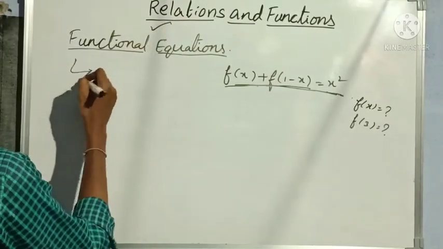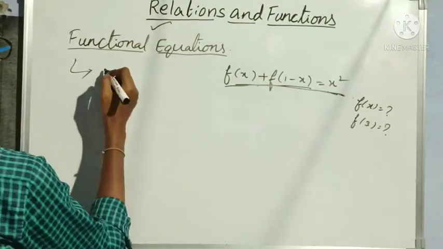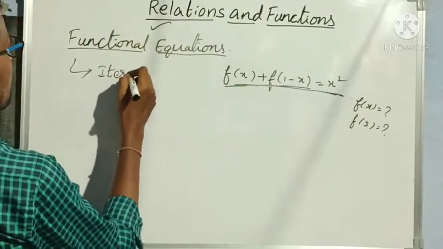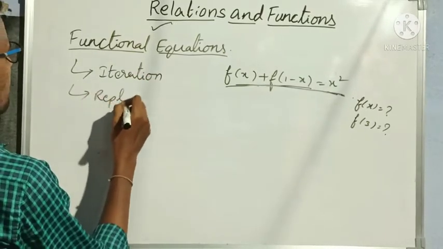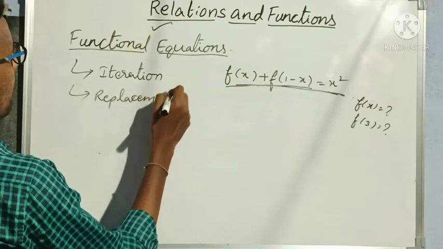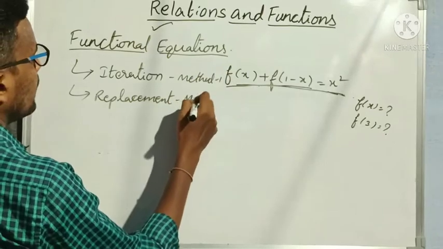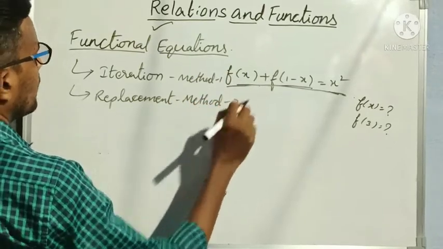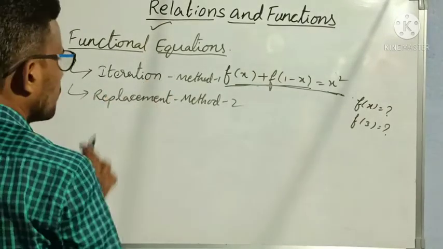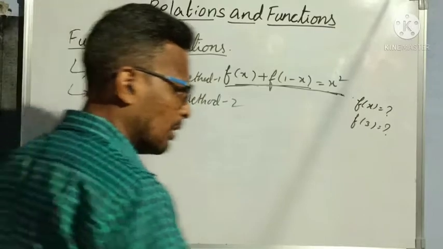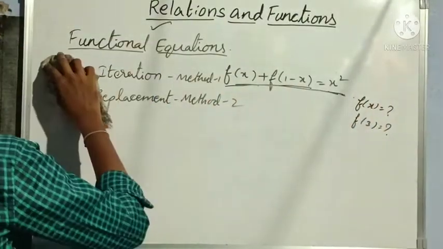Two methods are there for solving this functional equation. What are the two methods? First method is the iteration method. Second method is the replacement method. When we have to use the iteration method and when we have to use the replacement method, let us see with some examples. I will explain one example for each. First, let us see an iteration method example.